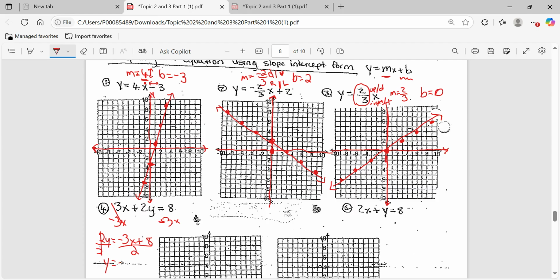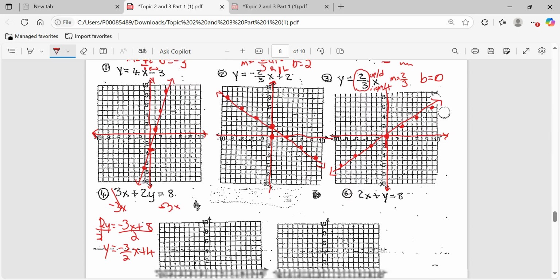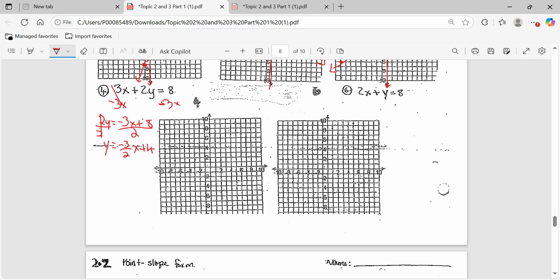So that y is equal to negative 3 halves x. And 8 divided by 2 is a number. It's 4. Now I know that my slope is negative 3 over 2. And I know that my y-intercept is positive 4. All right, so remember this 3 tells me I'm going to go down 3. And this positive 2 tells me I'm going to go to the right 2. But if I can't go down and right, then I can go up. And I can also go left.